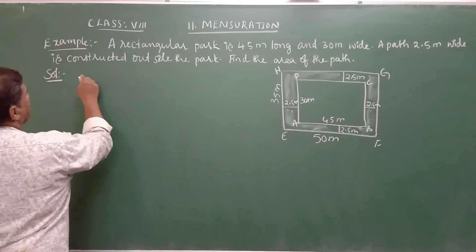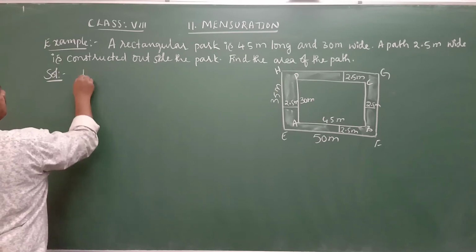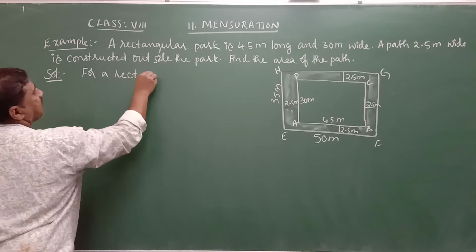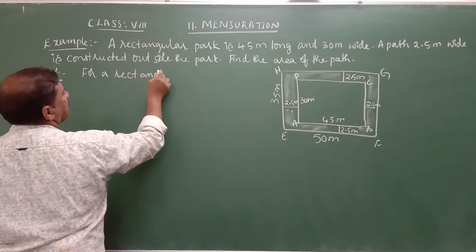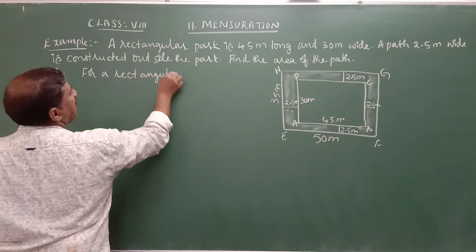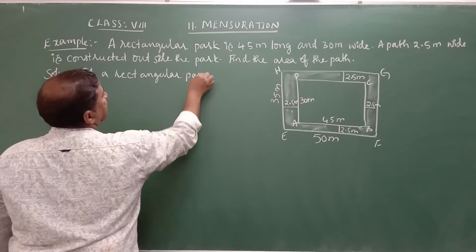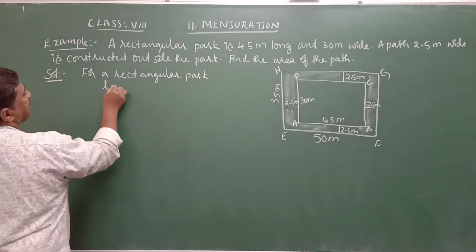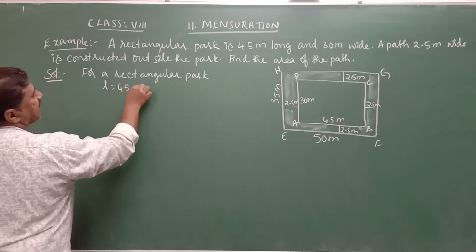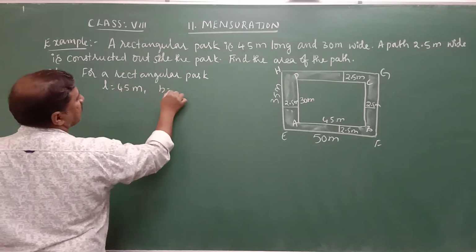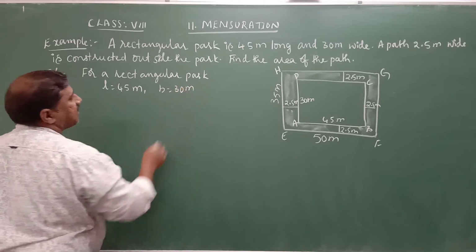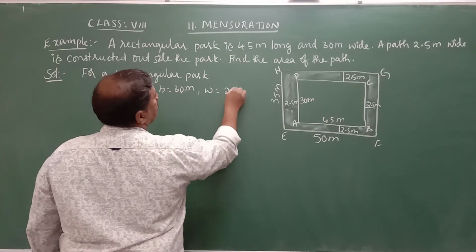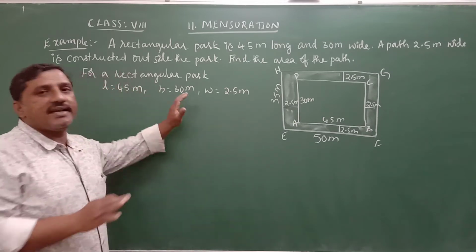So for a rectangular path, the length of the inner rectangle, small l, is 45 meters, the breadth B is 30 meters, and the width W is 2.5 meters. That is the given data.